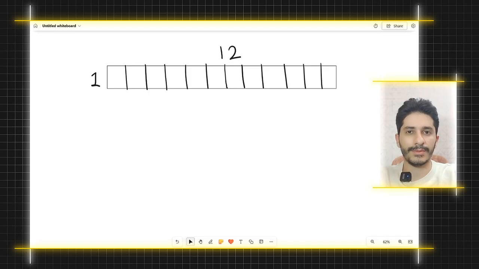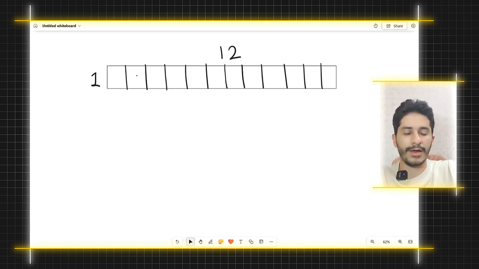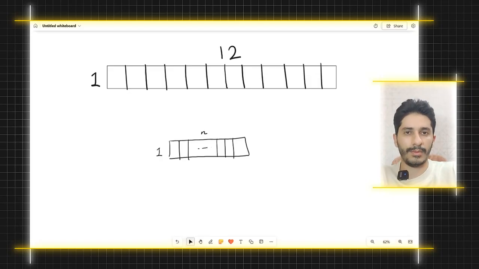In the previous problems, the problem itself described the recurrence relation and its definition. But here, we don't have any E of n, F of n, D of n like the previous problems, so we should define them by ourselves. And what do I mean by that? Instead of solving the problem for only 12 columns, we are going to solve a more general version. So I'm going to assume that our table is 1 by n, and we don't know what n is. It can be any number.